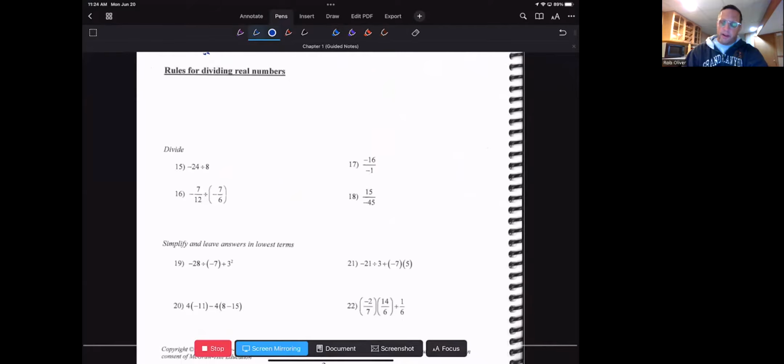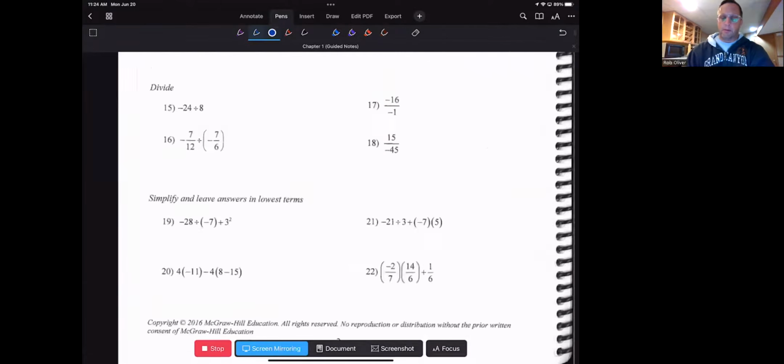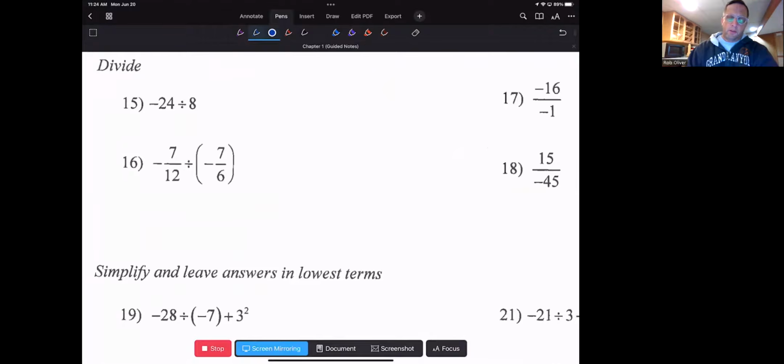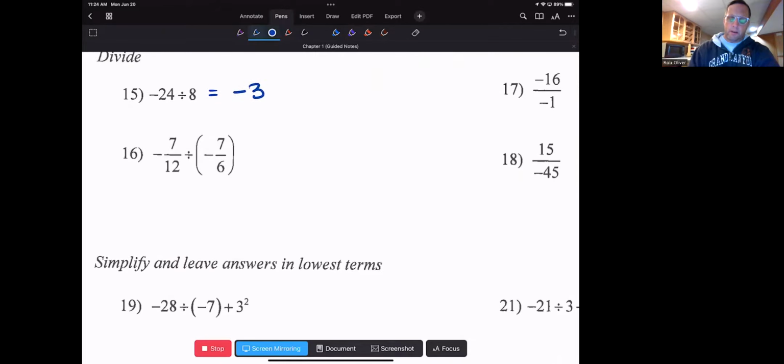And the rules for dividing, those are all the same, but it's worth making sure we know how to do these. So for number 15, this is a negative divided by a positive. Well, that is going to be negative. So it's going to be -3. Right here, we have a negative divided by negative. That is positive.